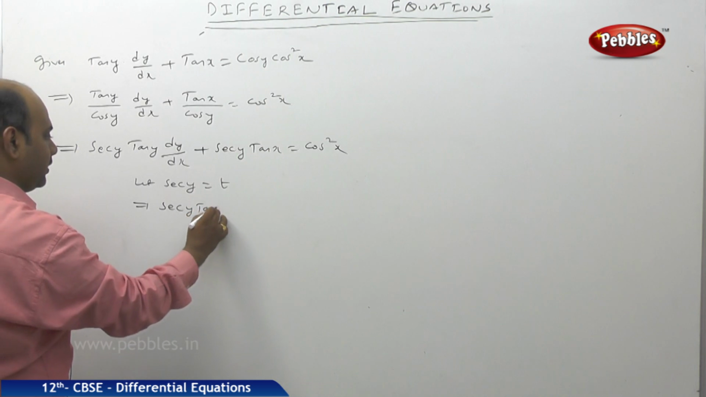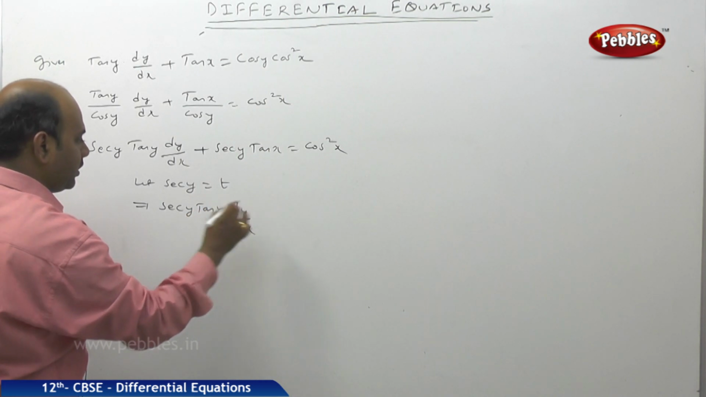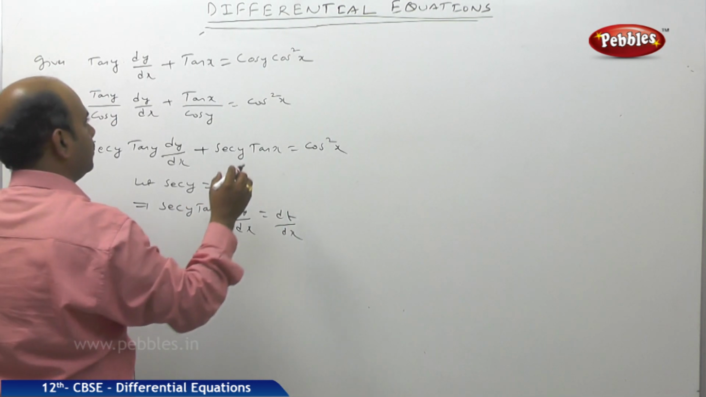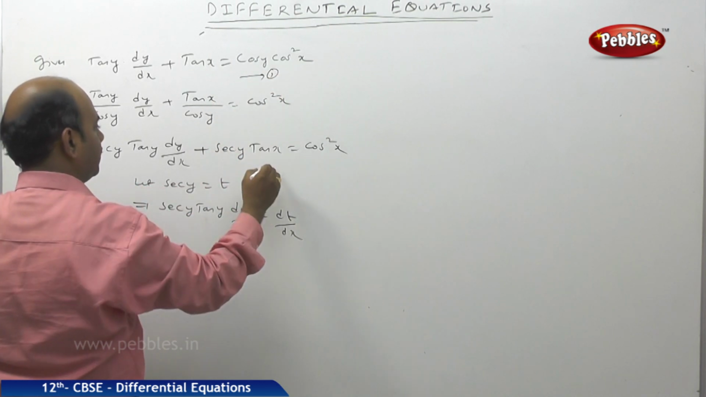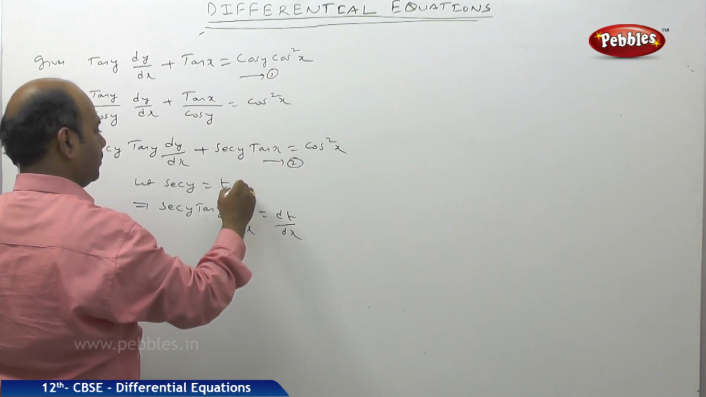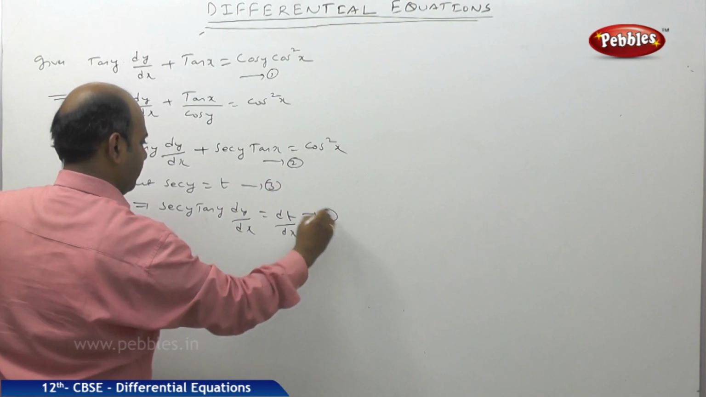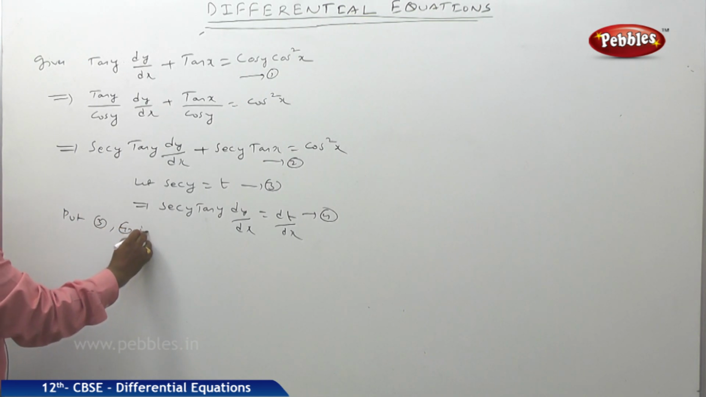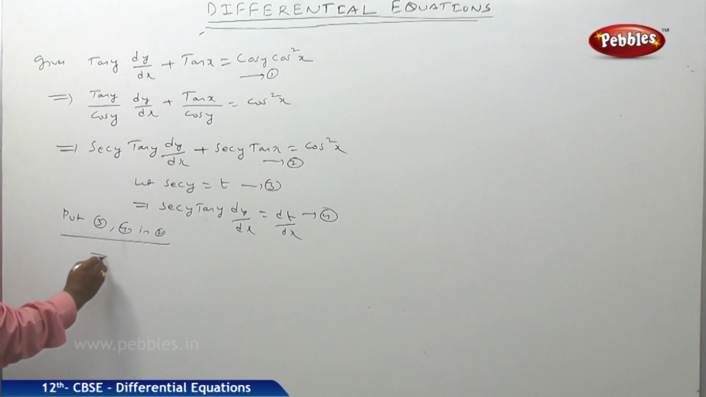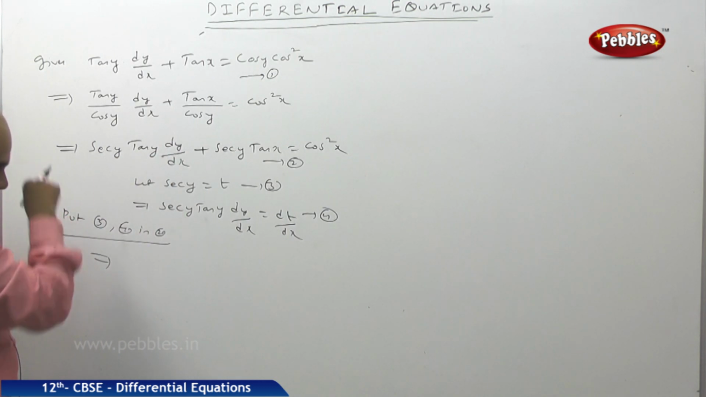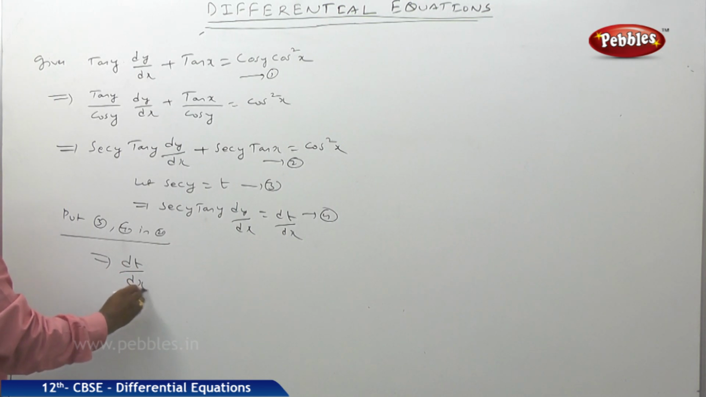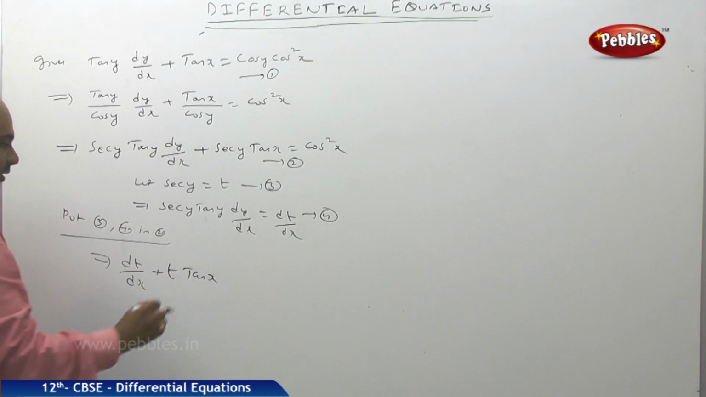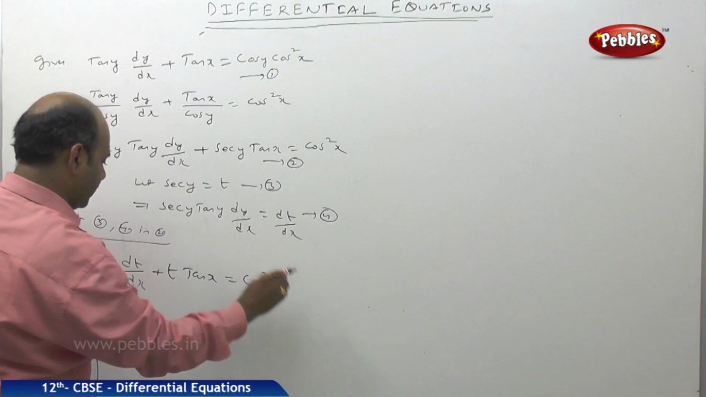So sec y tan y dy/dx, because we are differentiating with respect to x, is equal to dt/dx. I will call this 1, this 2, this 3, this 4, and put 3 and 4 in 2. Wherever sec y tan y dy/dx is there, we write dt/dx. Sec y is replaced by t, so t into tan x is equal to cos squared x.